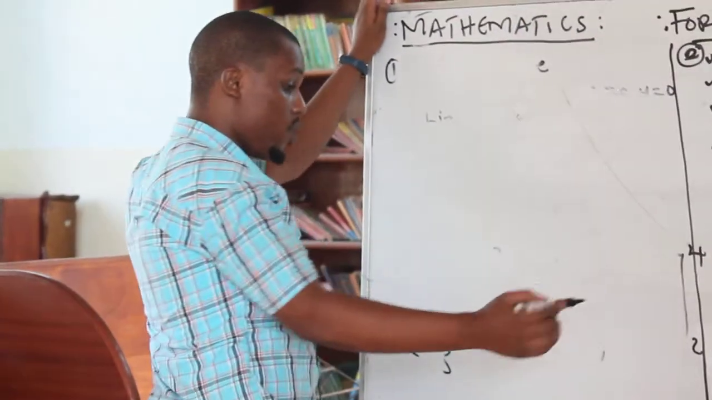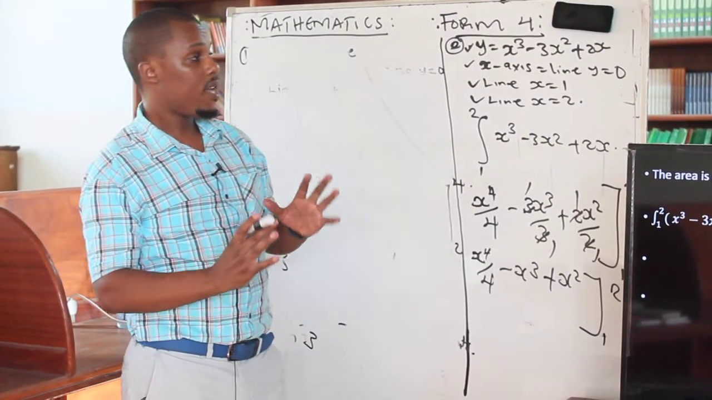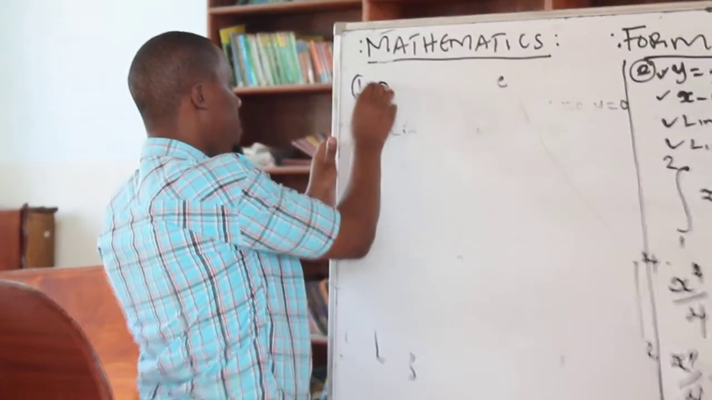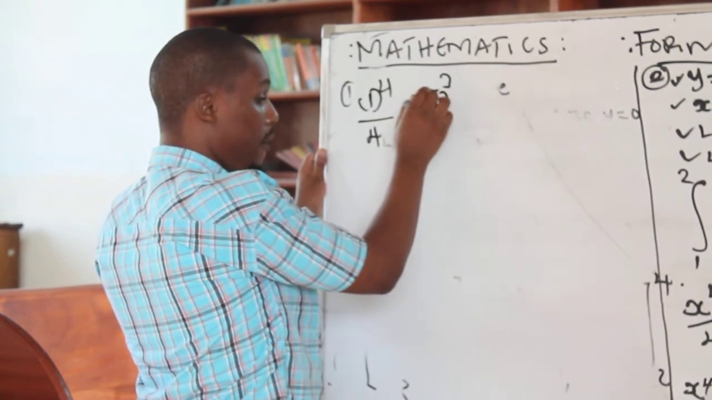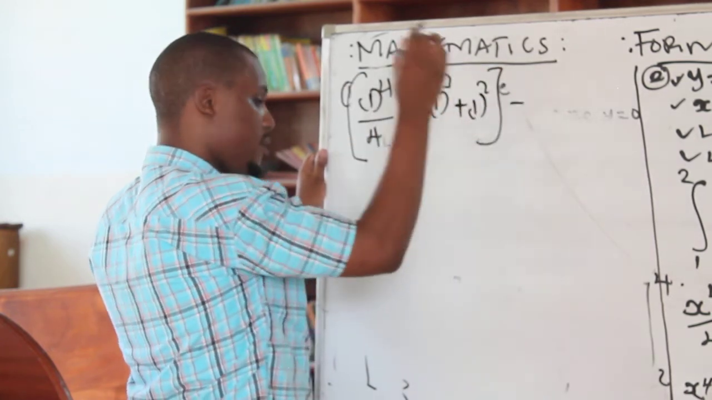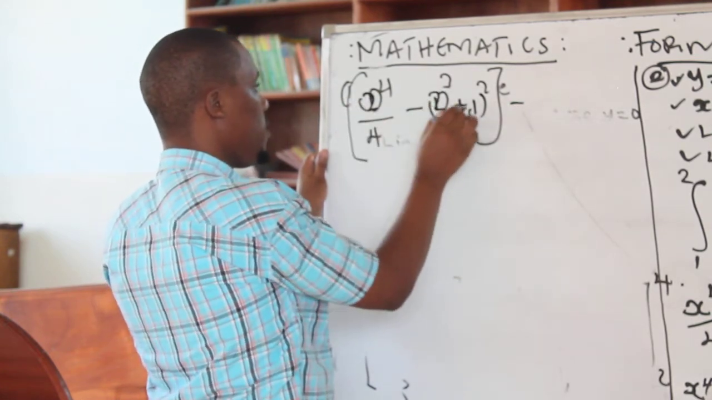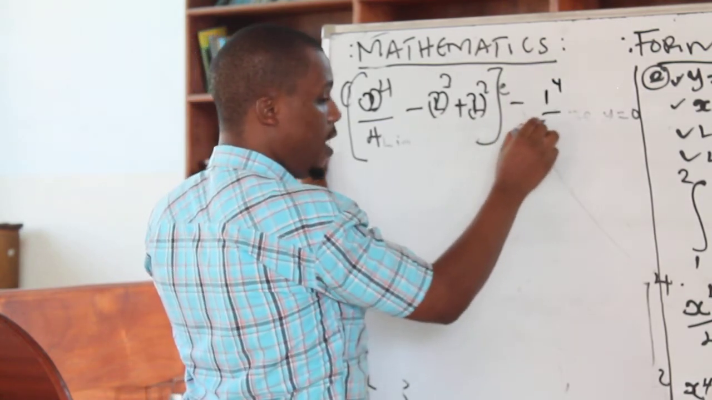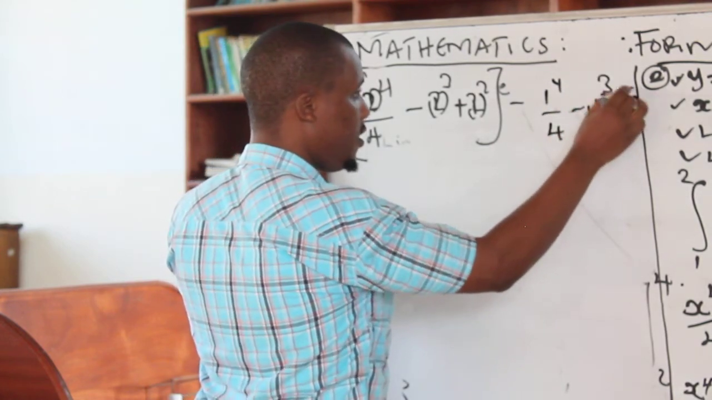We start with the upper limit, always. Remember, you don't start with the lower limit. It is the upper limit substitution minus the lower limit substitution. When you do that, this is going to be 2 to the power 4 over 4, then minus 2 cubed, and then plus 2 squared. Then we minus the lower limit: 1 to the power 4 over 4 minus 1 cubed, then plus 1 squared.